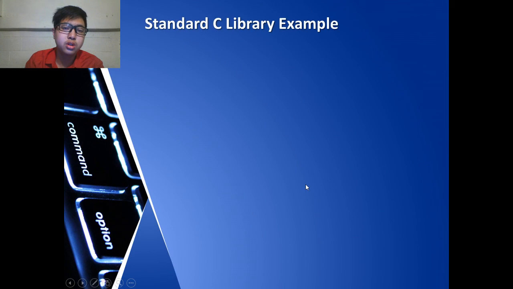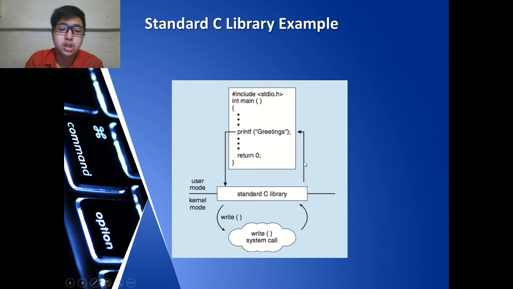Another example, standard C library. C program invoking printf function that we know is going to print a string or characters. It will do a library call, which will call the write system call, and then return it, that your string that you input here, returns back to the output.